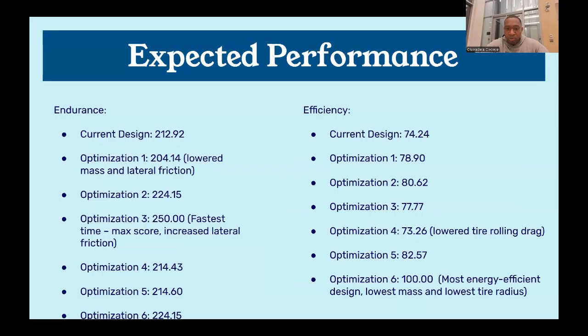For endurance, we see that lowering mass and lateral friction lowers the score. Increasing lateral friction is the way to go. And then again for efficiency, when we lower the tire rolling drag, we get lower points, but when we lower the mass and lower the tire radius, we increase points, mass and score.